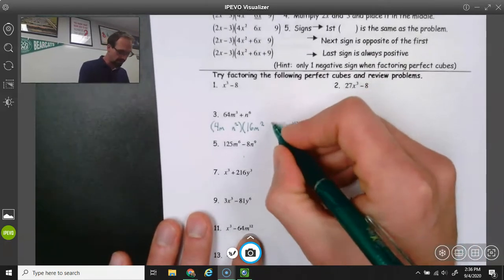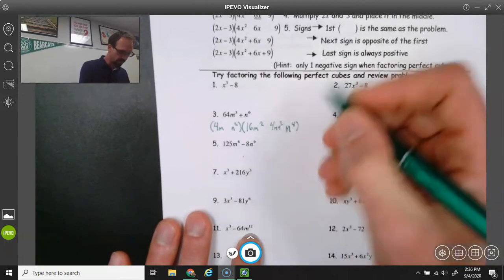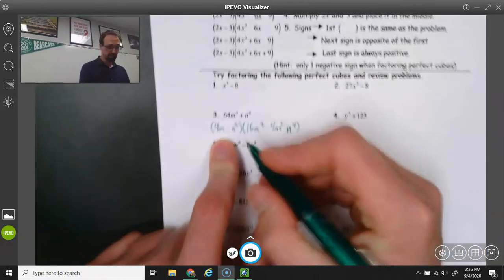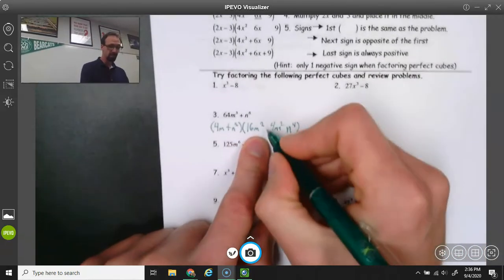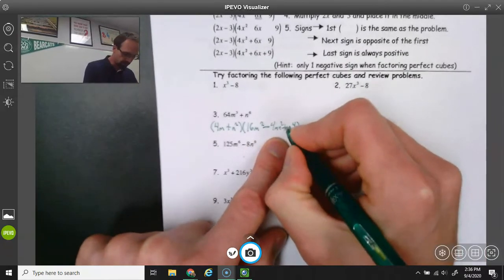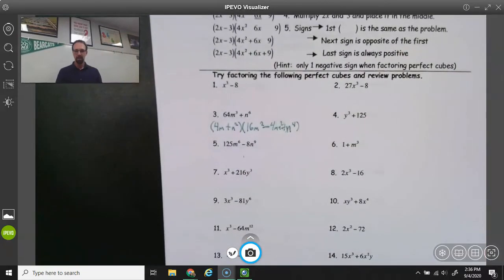Alright, so now 4mn squared. There we go. Okay, so now in between these, my first sign is whatever the original sign was, so that's plus. The next one's always opposite of whatever my original sign was, and then this last one is always plus. There we go. That is number 3.